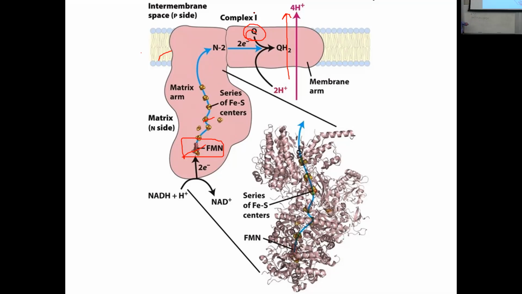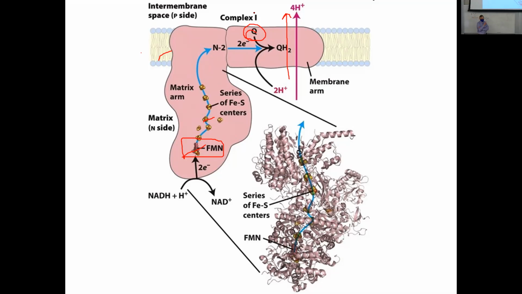Okay? Yes? How come 2 electrons allows 4 hydrogens to come through? We don't know. So the stoichiometry of this is really not so much the number of electrons, it's the amount of energy that is being released overall through that series of electrons. That is sufficient to be able to cause 4 protons to be moved to the intermembrane space.